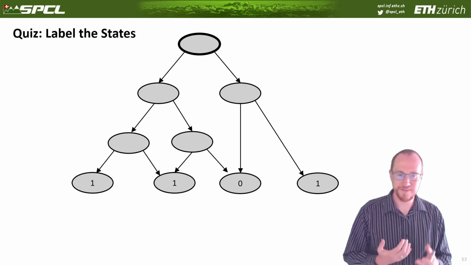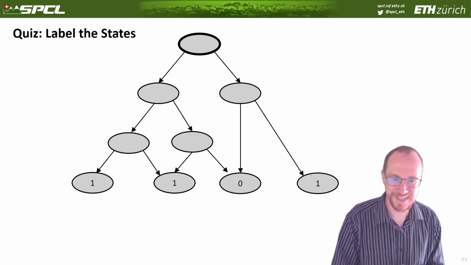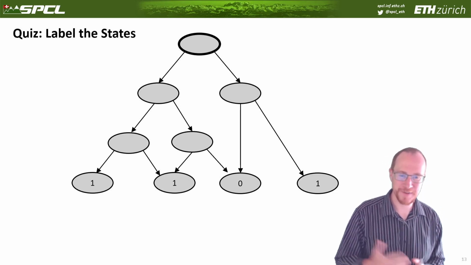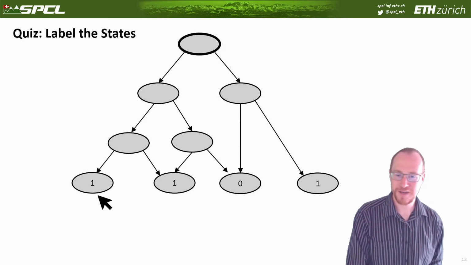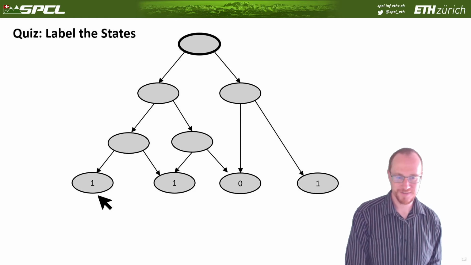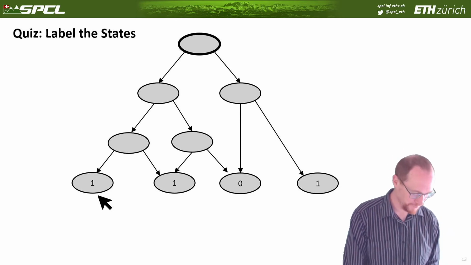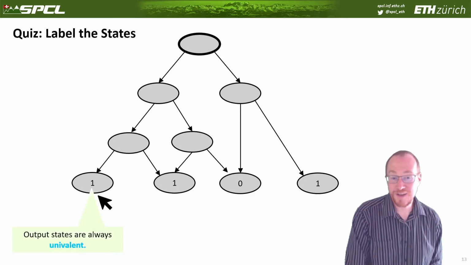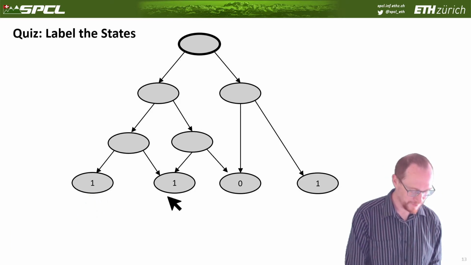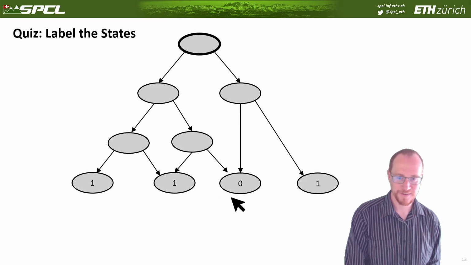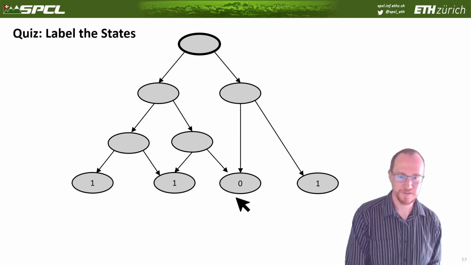I will give you a little bit of time. Sorry, it's not interactive in this case. Usually I would make it interactive, but I'll give you a little bit of time to name these states. So is this a univalent or bivalent state? Think about it. It's of course univalent because all output states are univalent. So let's not go into too much detail. It's also univalent here. So each of these output states is univalent.